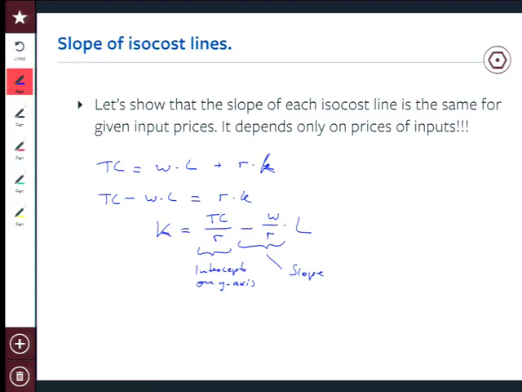What was the slope of the budget constraint? Anybody remember? That was midterm 1 material, all erased from brain. It was minus the price of Hershey's over the price of Reese's, right? So it was minus the price of the good on the x-axis over the price of the good on the y-axis. So here, we've got minus the price of the input on the x-axis, labor, wage, over the price of the input on the y-axis, which is capital, right?